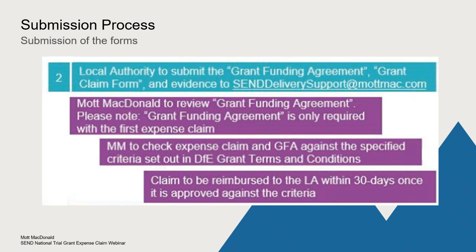Once we've then checked these documents and are happy with them, we'll send the claim and any other documents to DfE for approval. The DfE may request further information or evidence before approving your claim, but if this is the case, we'll be contacting you with details requested. Once the claim has been approved by the DfE, we will then contact you at the LA to let you know that this has been approved. So then we move on to stage 3.